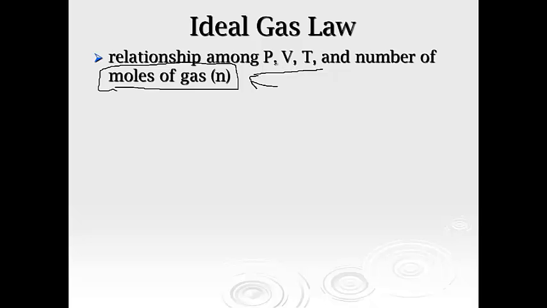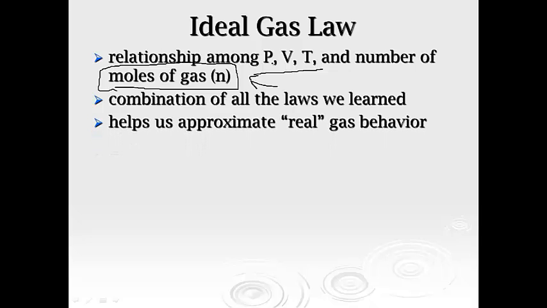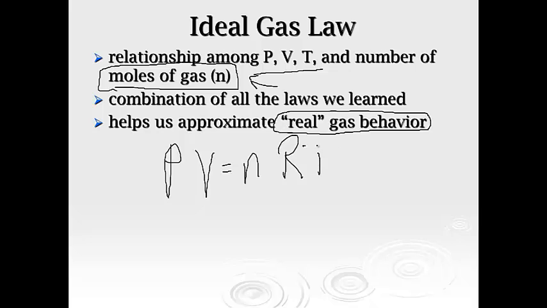Instead of P1 and V1 like we've had with the other gas laws, this is just going to be one gas in one set of conditions. It's really a combination of all the laws that we learned. It helps us approximate real gas behavior so that we can take some of these things into account because, like we mentioned earlier, rarely do we hold all of these things separate. Now the equation, and you've got to write this into your notes, is PV equals nRT.